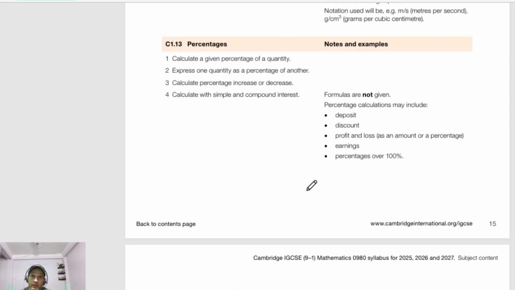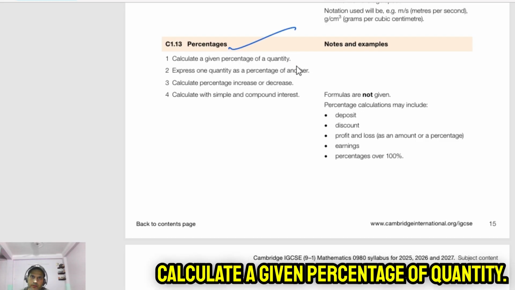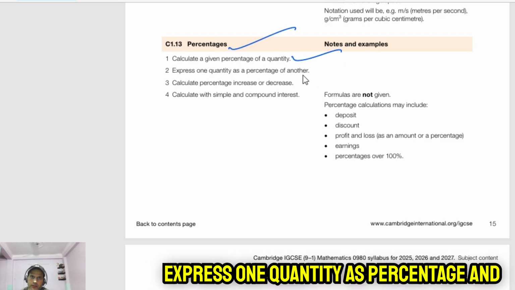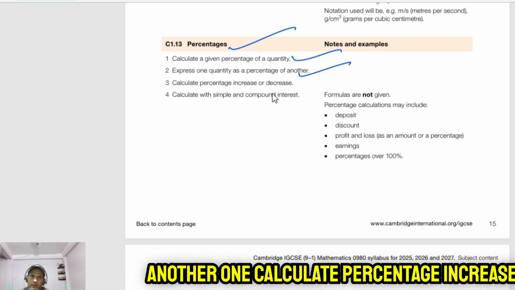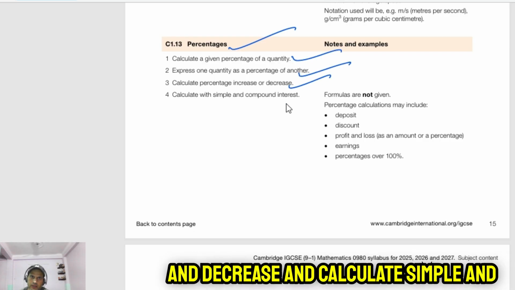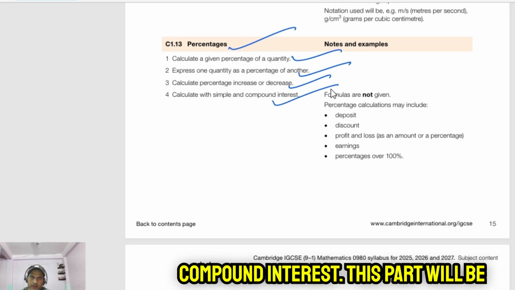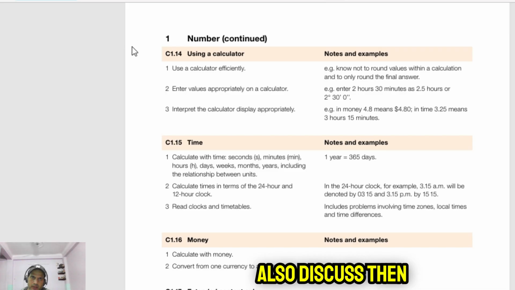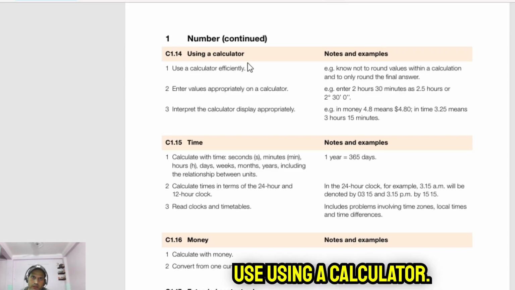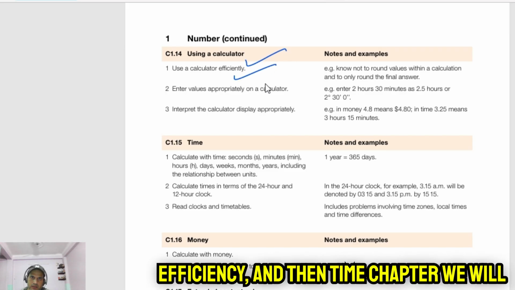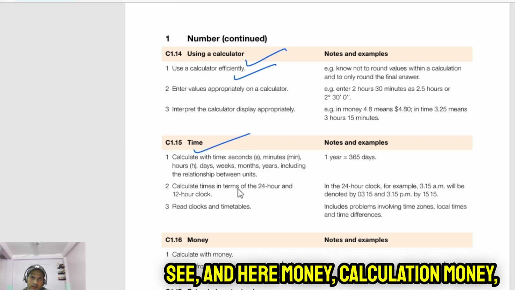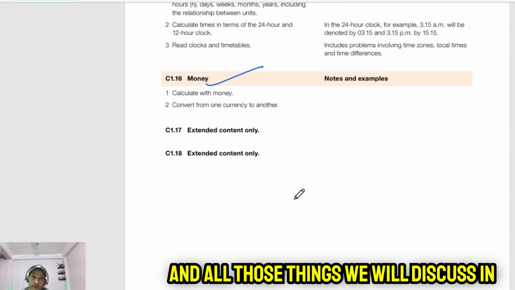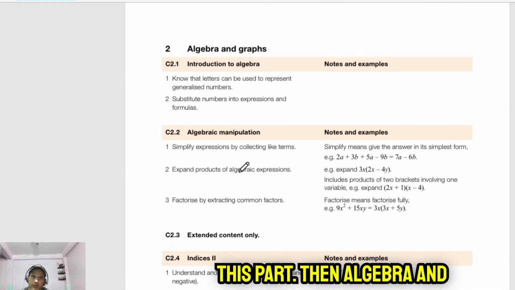And percentage: calculate a given percentage of a quantity, express one quantity as a percentage of another, calculate percentage increase and decrease, and calculate simple and compound interest. This part will also be discussed. Then using a calculator efficiently. And then the time chapter we will see, and here money calculation and all those things we will discuss in this part.